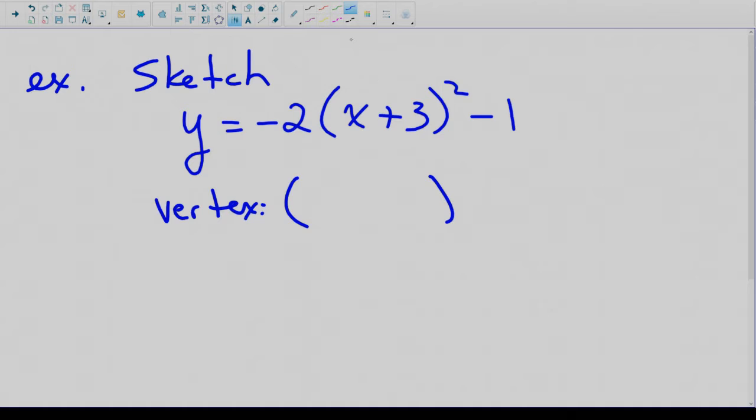So the H value here is +3. So what value will go in the bracket for our X value of the vertex? It's always the opposite sign of what it is in the bracket. Okay. Our K value is -1. That one stays the same. So we already know that on our parabola my vertex is at (-3, -1).